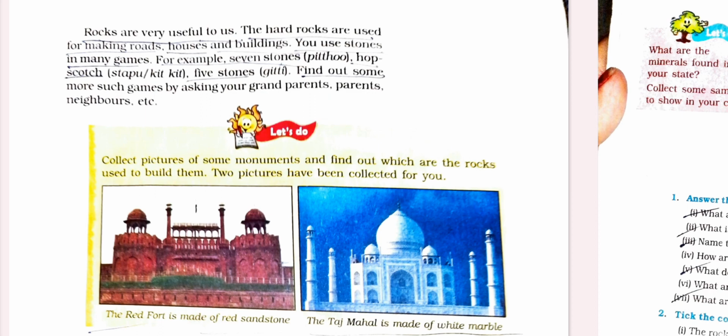Let's go. Collect pictures of some monuments. You have to collect pictures of some monuments like the Taj Mahal, Rani Ki Vav, Agra Fort, and Red Fort, and find out which rocks were used to build them. Two pictures have been collected for you. Red Fort is made up of red sandstone, and the Taj Mahal is made up of white marble.